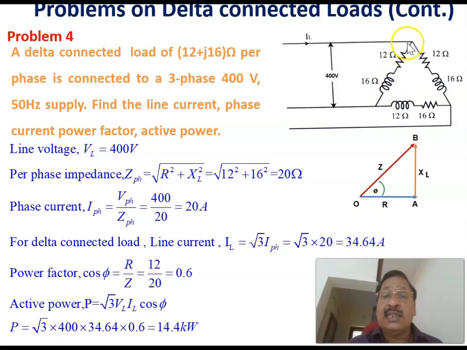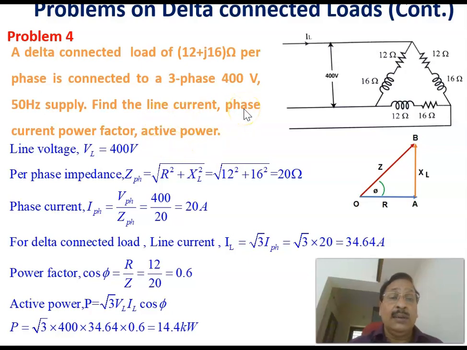For the per phase current equal to 20 amperes. Therefore, in a delta connection, the relation between the line current and phase current is: line current equals root 3 times phase current. The phase current is calculated as 20 amperes. Therefore, the line current equals root 3 times phase current, which is equal to 34.64 amperes. Therefore, the line current has been calculated.